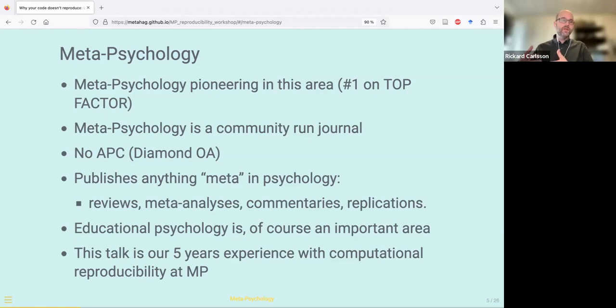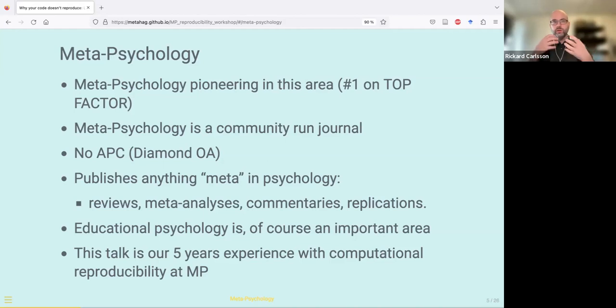My co-workers are presenting later today on Visible Learning, John Hattie's big project, looking into whether that is reproducible and whether it is correct. So educational psychology is something that we are really interested in getting more into and publishing more of this meta content in. So this is a little bit of advertisement for the journal as well.